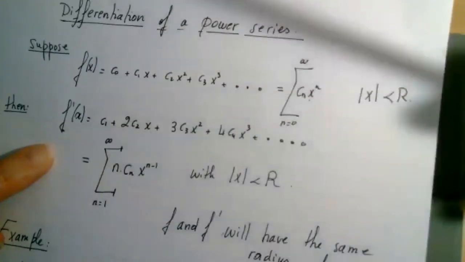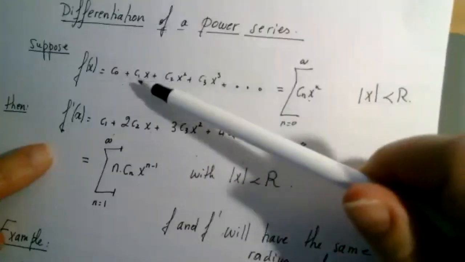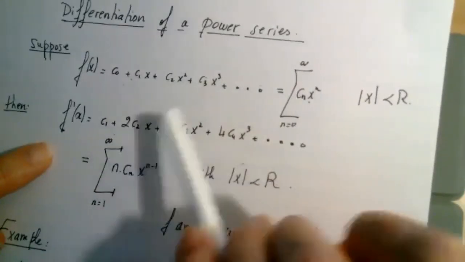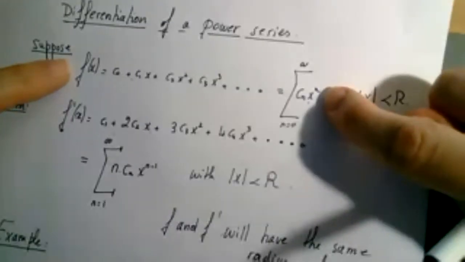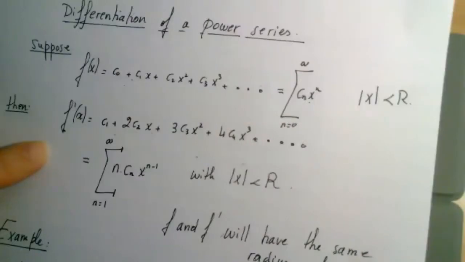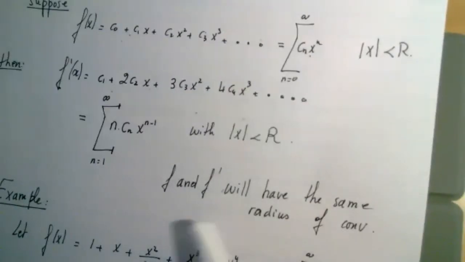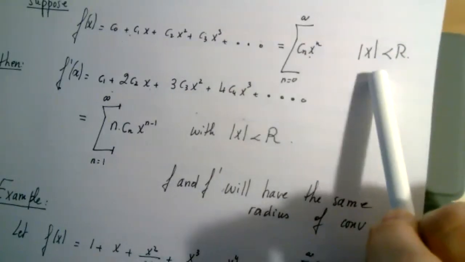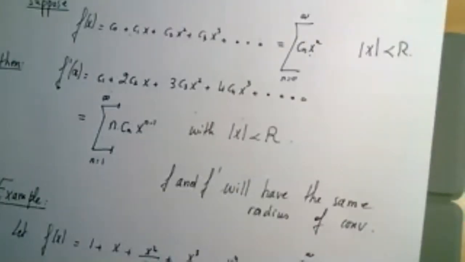So the derivative is, like we did with integration, the term by term derivative of each term. C0, its derivative is 0, so this is gone. Derivative of C1 times x is C1. Derivative of this, 2C2. Derivative of this, 3C3. So if you have a function you know how to write as a power series, the derivative's power series is the term by term differentiation. And both the original and the derivative will have the same radius of convergence. It means if the first one converges when absolute x is less than r, the second will converge when absolute x is less than r as well.